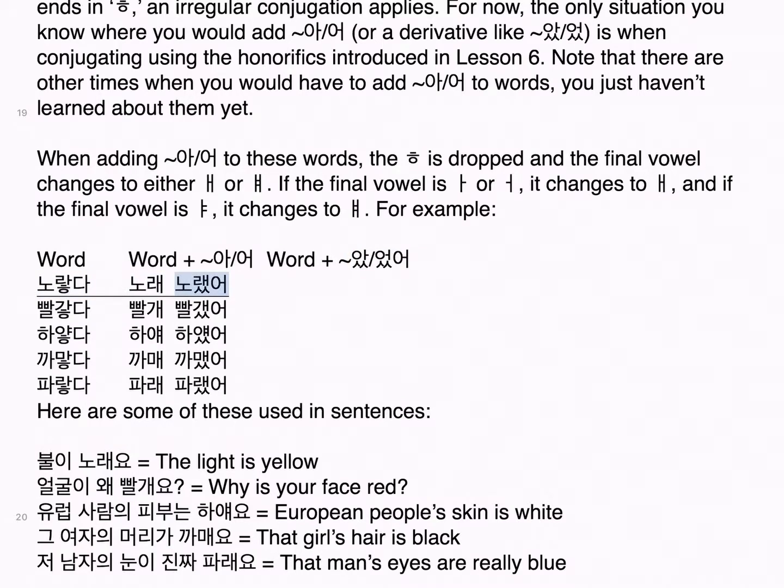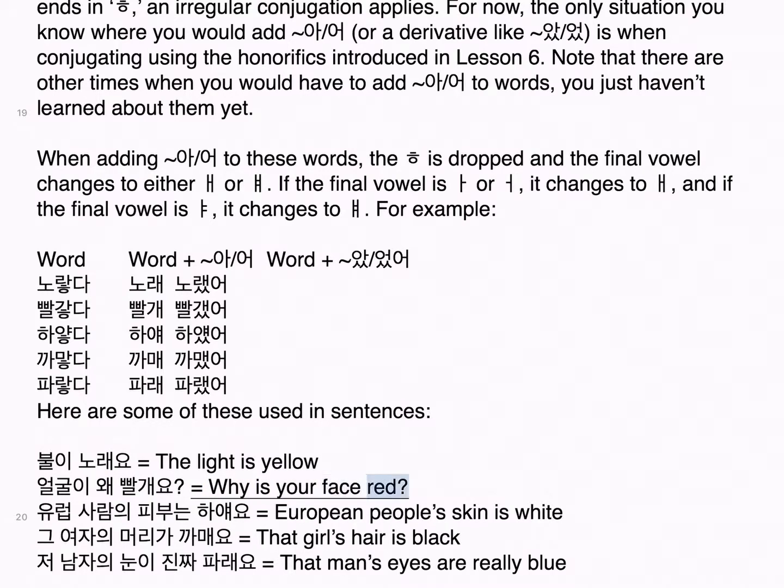For example, word plus 아/어, word plus 아/어서. 노랗다, 노래, 노래서. 빨갛다, 빨개, 빨개서. 하얗다, 하얘, 하얘서. 까맣다, 까매, 까매서. 파랗다, 파래, 파랬어. Here are some of these used in sentences. 불이 노래요. The light is yellow. 얼굴이 왜 빨개요?